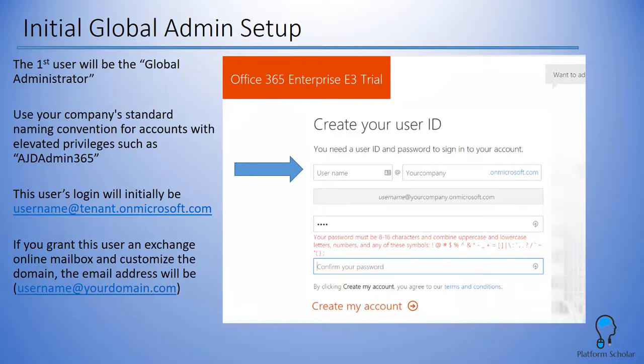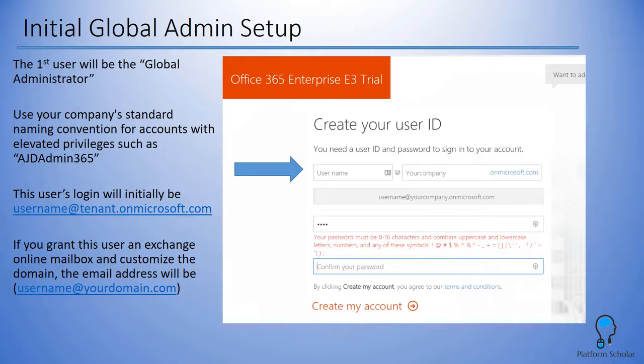In my opinion, like all admin accounts, it should be a non-shared account that's issued to an individual and only used when elevated privileges are required, and the name should reflect what the account's for. And that's why I recommend using something like AJD Admin 365. It specifies the user via initials, the privilege of the account, and the resource being accessed, in this case, Office 365.